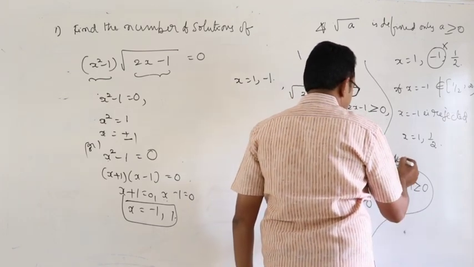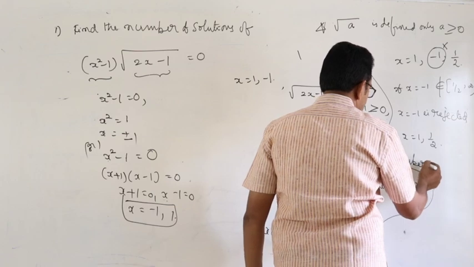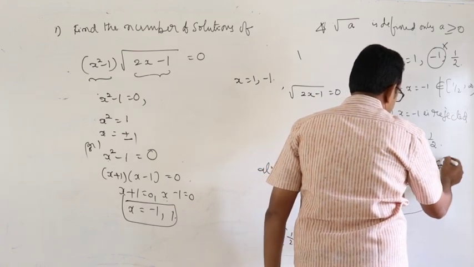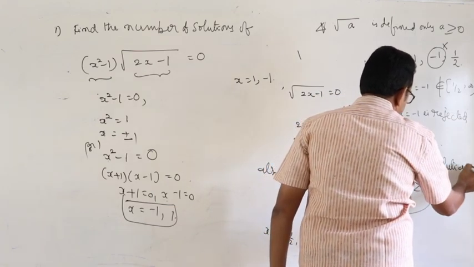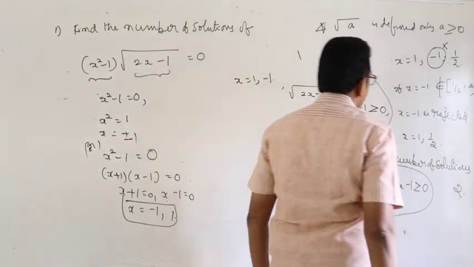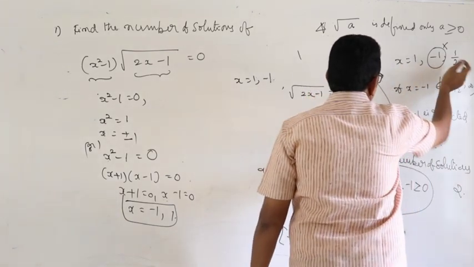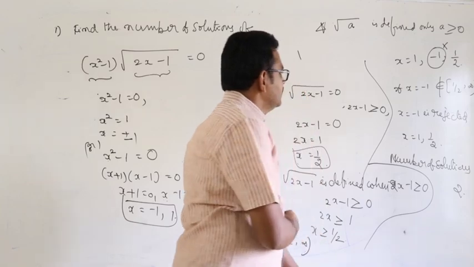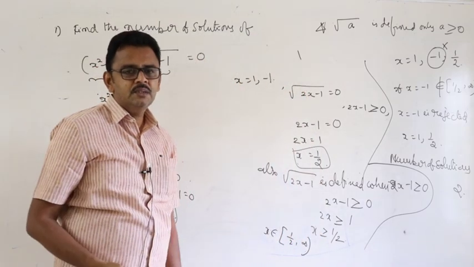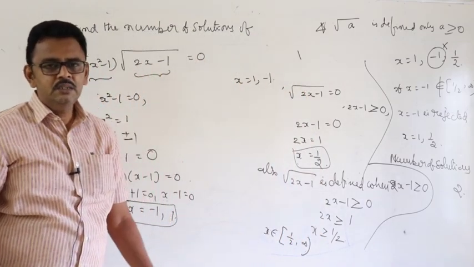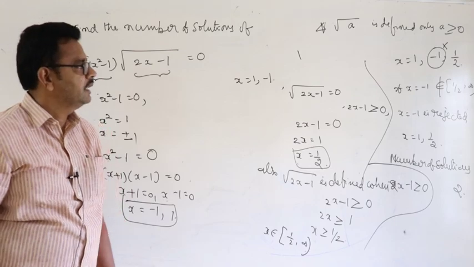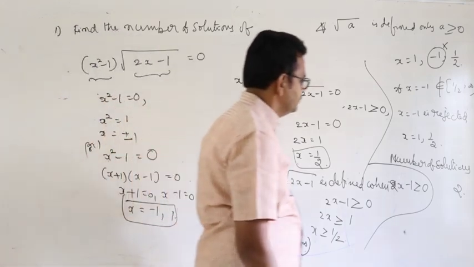Therefore, the number of solutions is 2. That means a number. I am not asking for the x values, I am asking the number of solutions. How many? 10 solutions, 5 solutions, 3 solutions, like this. Number of solutions is 2.